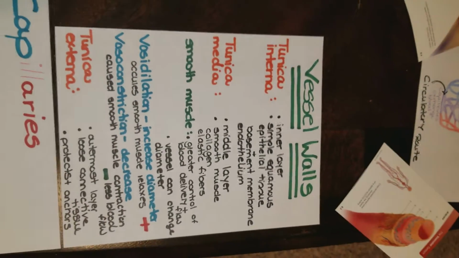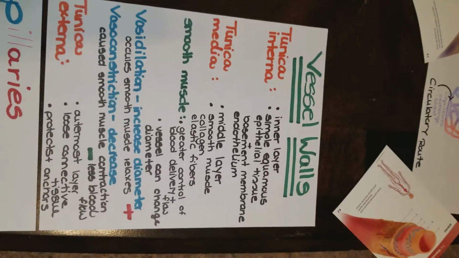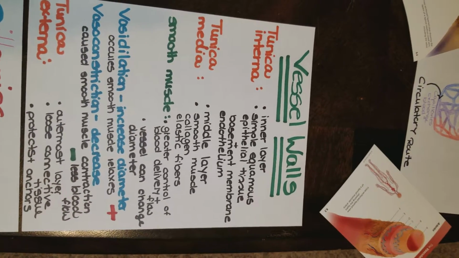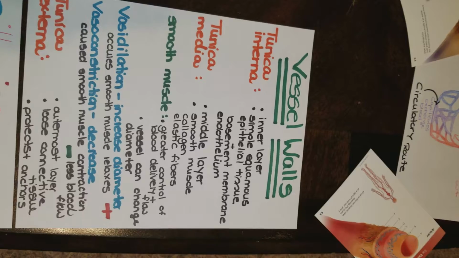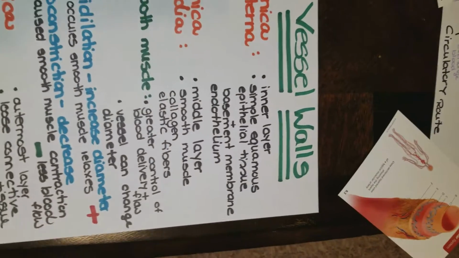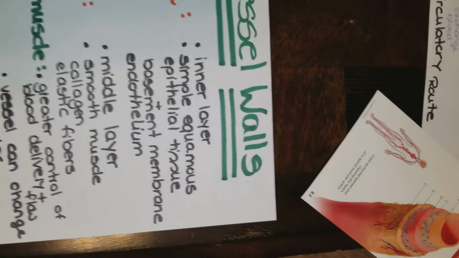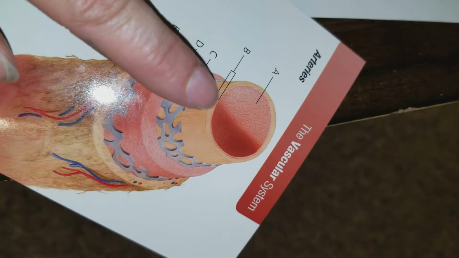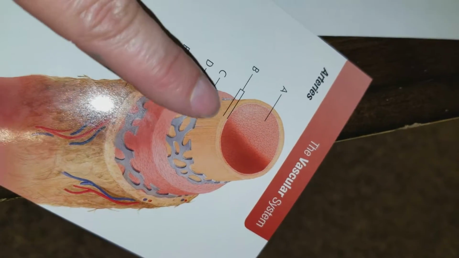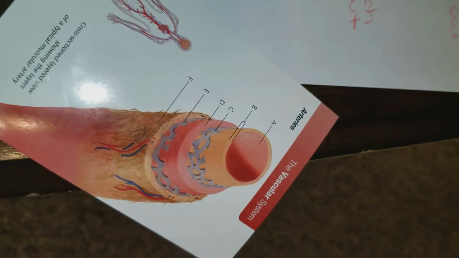Okay, so the tunica interna is the inner layer. It is made out of simple squamous epithelial tissue, and it has a basement membrane. And then you have those little cells that form the endothelium. So here are your little cells. There's your endothelium, your basement membrane, and here's your inner tunica interna.